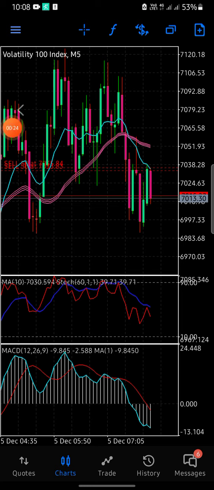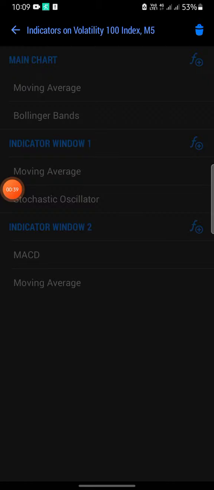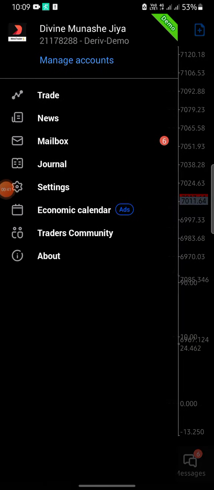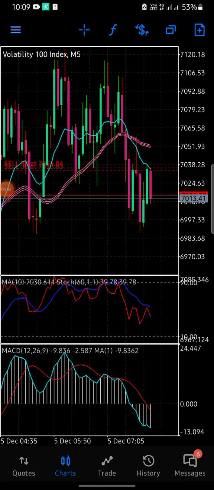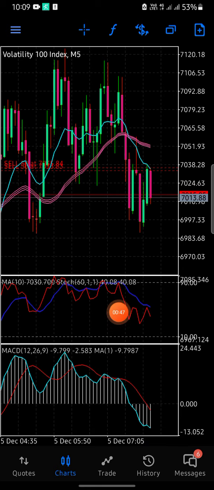As you can see here on my windows, I've got this first window. It consists of a moving average and a stochastic oscillator. This one is a MACD and a moving average. And there I only have a moving average and Bollinger Bands. So what's happening here is that this window is for the VIX 75 and this one is for V100.